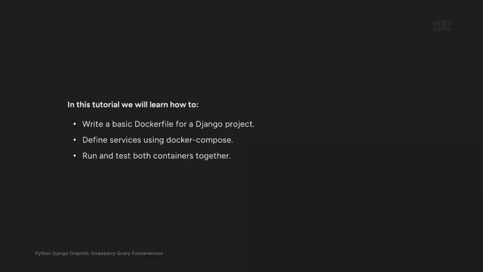In this short tutorial, I'll walk you through how to create a basic container setup for PostgreSQL and Django. Now, this is a two-step process. In this tutorial, I'll take you through how to create a basic Dockerfile, how to define the services within a Docker Compose file, and go ahead and run and test both containers work together.